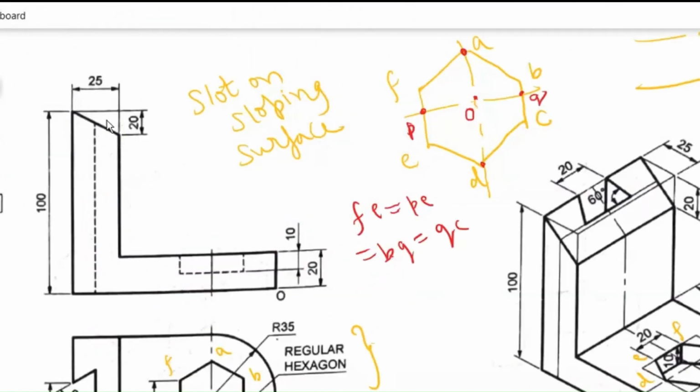But now this slot is not on the rectangular surface; it is on the inclined surface. What difference does it make? It makes the difference in the sense that the slot is on the inclined surface, but the distance given is horizontal. Are we given the distance between these two lines? No, we are given this distance, which is horizontal, and we are drawing it by considering this inclined distance. So this is the difference.